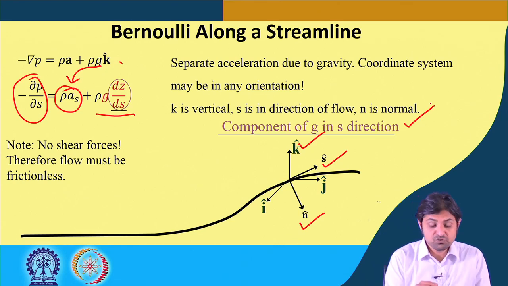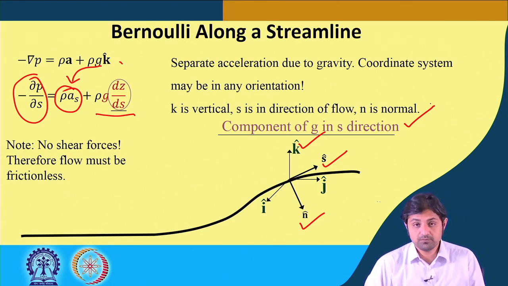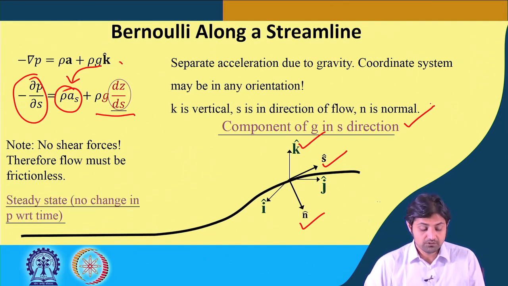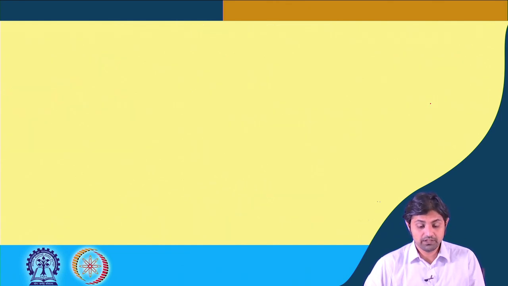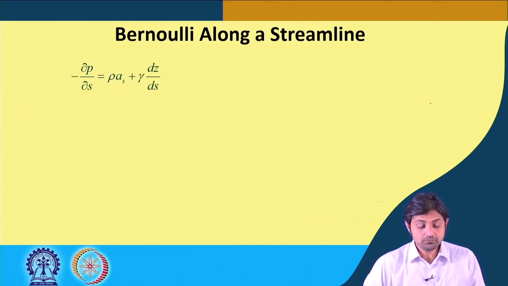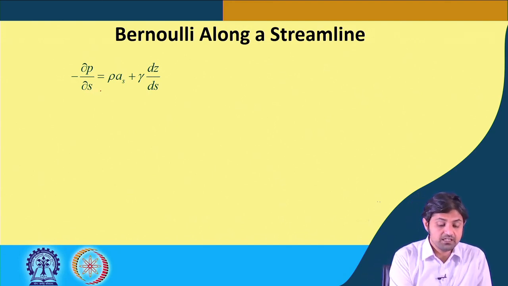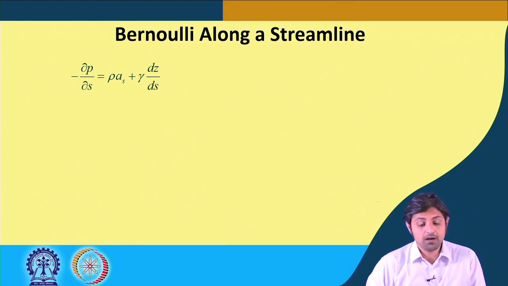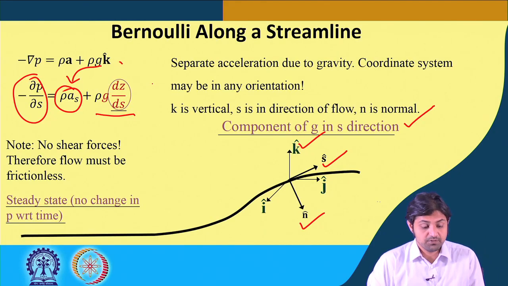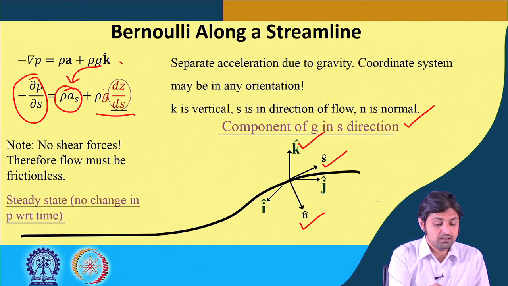We have to note that there are no shear forces, so the flow must be frictionless. This is also a steady state, so there is no change in P, the pressure, with respect to time. So the equation that we have obtained is minus del P del S is equal to rho a_s plus gamma dz ds, where rho g is gamma.